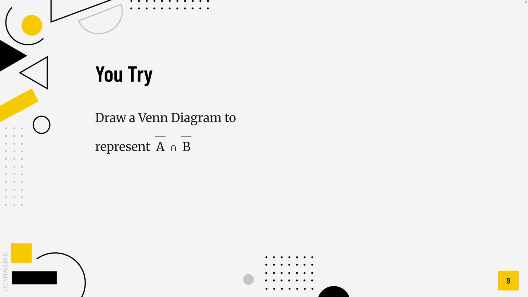If the line is just over the letter, then this is saying not A and not B. So think of where you would shade for not A, where you would shade for not B, and where those two are both. If it's the and, it has to be for both of them. So not A and not B. Give it a try.